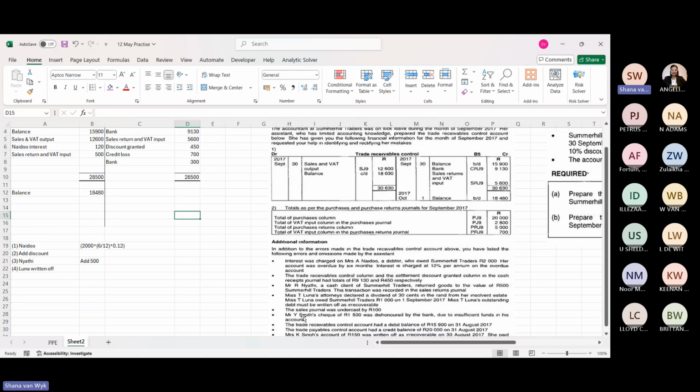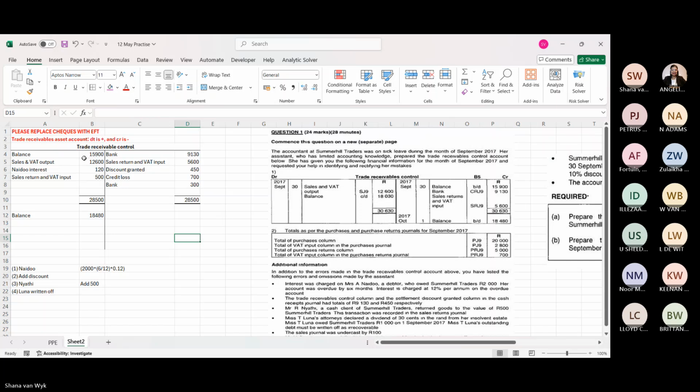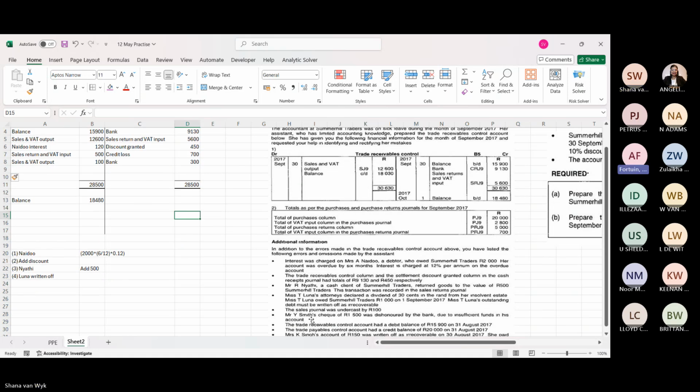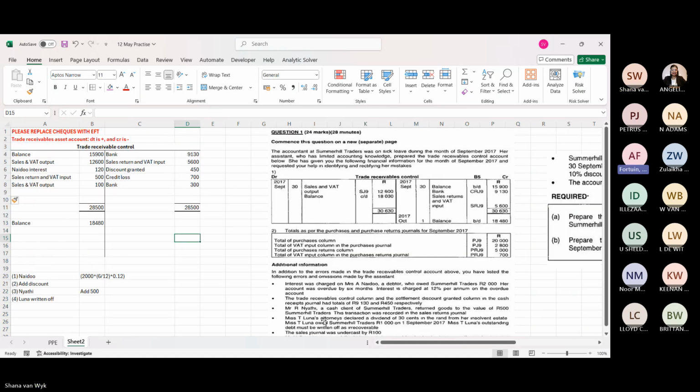The sales journal was undercost by 100, so we're going to have to add on this side. I'm just going to say 100. Because it was undercosted, so we need to add. Then no, don't make it sales and VAT. It's undercost of your sales. Okay. Cost of sales.